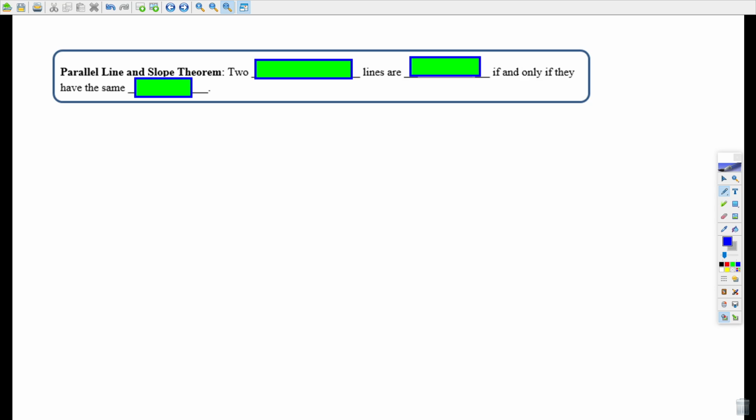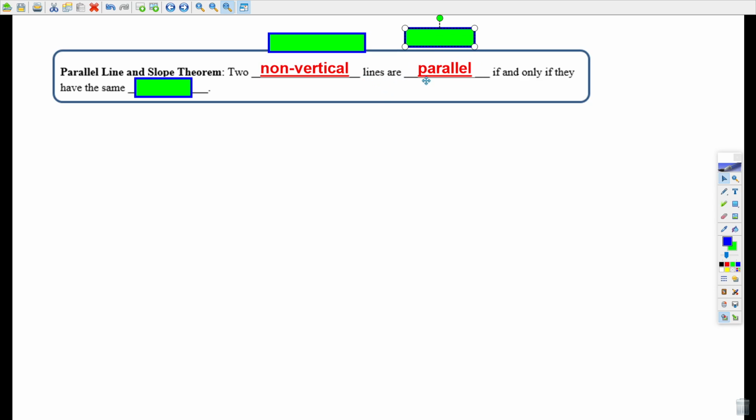I think that's the last thing we have to go over. In the box below that, the parallel line and slope theorem. This says two non-vertical lines, that just means they're not straight up and down, otherwise that wouldn't be a function, are considered parallel if and only if they have the same slope. So it goes both ways. If you have the same slope, parallel. If you see that they're parallel, they must have the same slope.